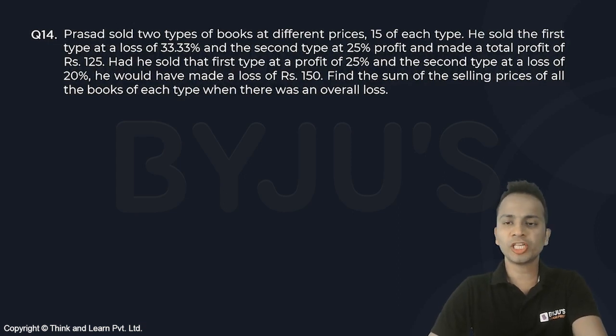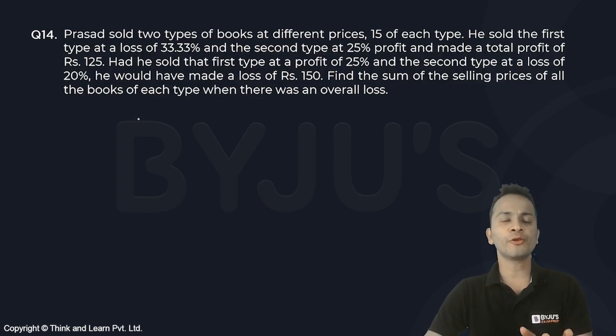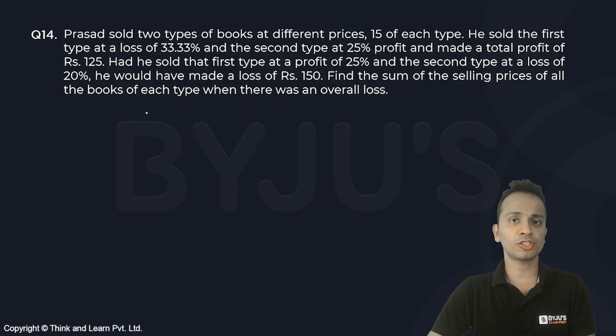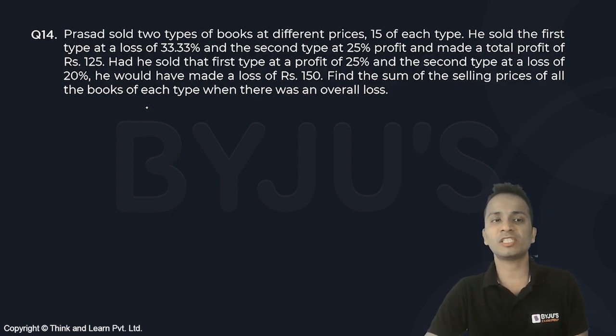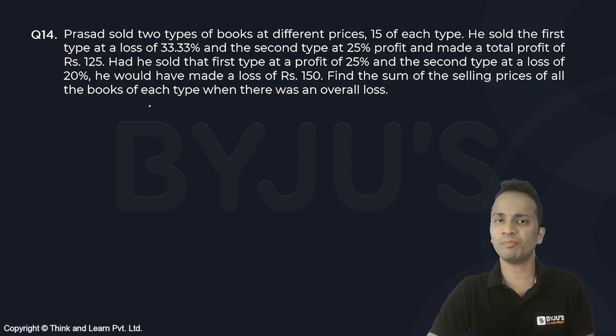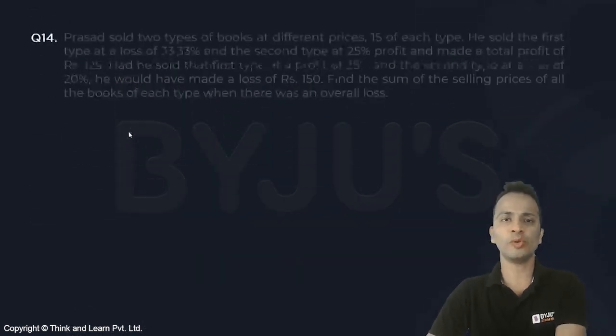Now, next is question number 14. This one is a very simple case of profit and loss. You can make two different equations, solve for the cost prices of each type of book, calculate the total cost price, and then add or subtract whatever profit or loss. And this is how you will get the selling price, the sum of the selling prices of both types of books. All right. So let's make these two equations.